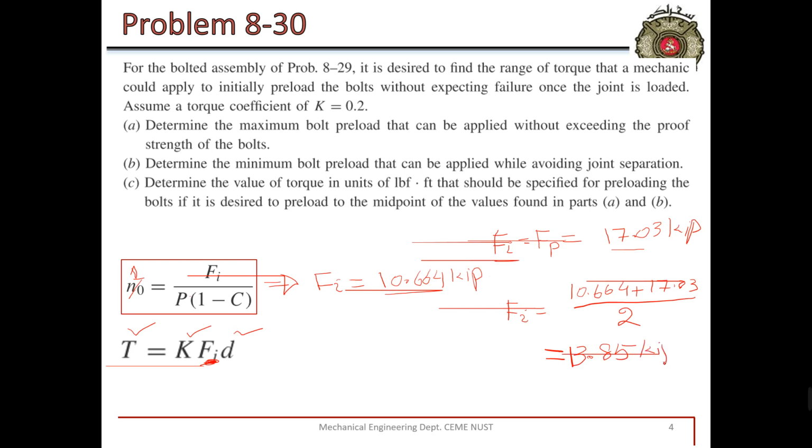Unit is K. We know the value of Fi, we know D, we know K. If we substitute all the values, we will get a value of torque, and this will be the external torque required to attain this preload. And this torque, the value of T, comes out to be 115.4 lbf. The value is multiplied with 12 to get the value in feet. So this is the second problem.